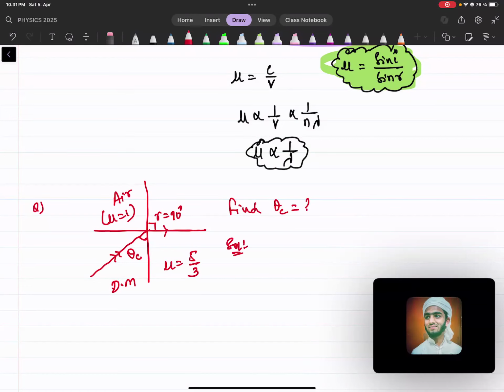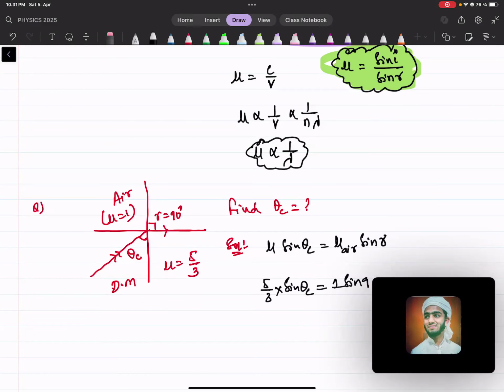Quickly tell me. Apply the Snell's law from denser medium to rarer medium. So for denser medium, it is mu into sine of theta C is equal to refractive index of air into sine of R. So refractive index of medium is how much for me? 5 by 3 into sine of theta C is equal to air is 1 into sine of R. R is 90 degrees.